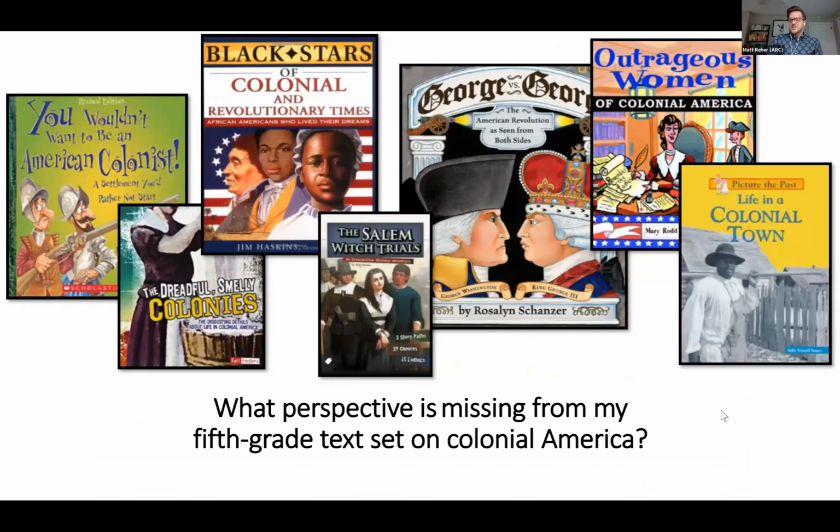So let's try this one. Since we're talking about perspective and reliable narrators, I'm doing a 5th grade unit on colonial America. And these are just some of the books that I have in my text set. But what perspective is missing? Let's see if anyone can think through, and there's not one right answer, there's multiple answers, but what perspective is undertold as we think about colonial America?